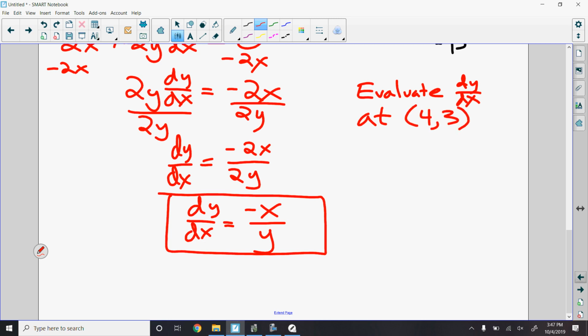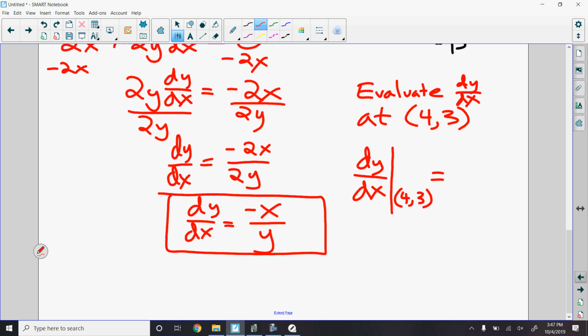The notation for that would look like this. So what we use is dy dx and then a big vertical line there. And then down low there, I'm going to put the point (4, 3). That means I'm plugging 4 in for x and 3 in for y into my function dy dx, which is negative x over y.